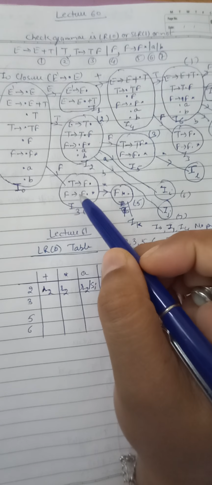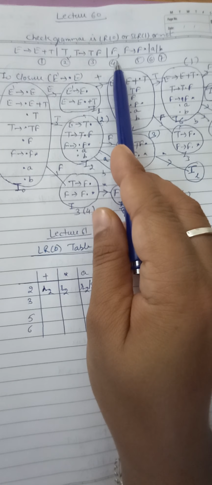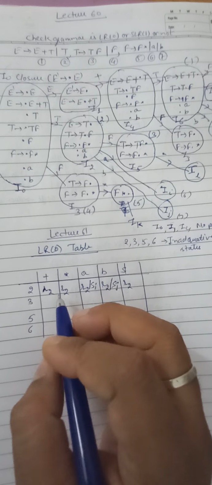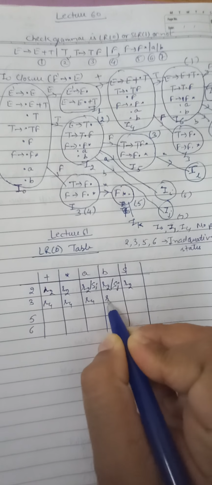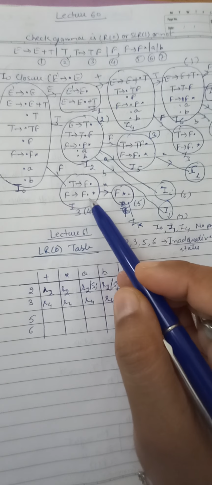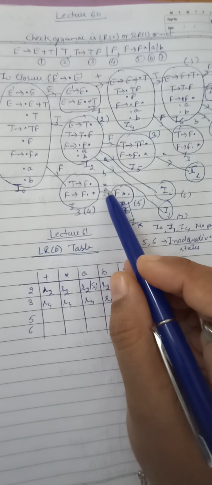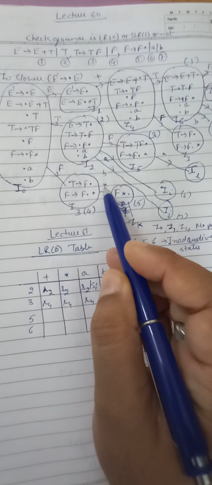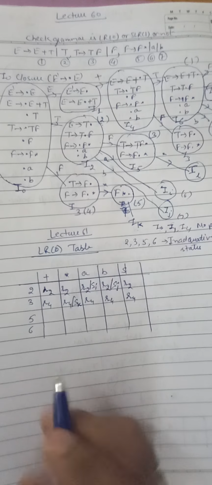Now we go to the third state. Here we can see F dot, so the fourth production is completed, and we write the reduction R4 everywhere: R4, R4, R4, R4 and R4. And here one shift is also there, for star, which is a terminal. So we write SK under star.